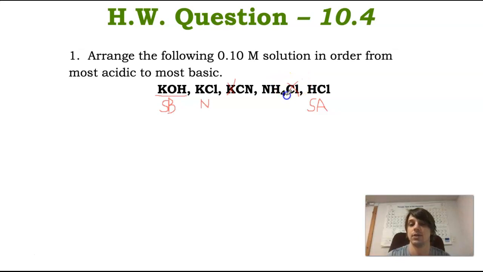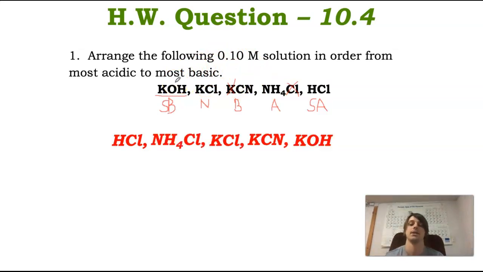Okay? So here, CN is the conjugate of an acid, so this must be basic. Okay, if the anion matters, it's basic. And here, NH4 is the conjugate of a weak base, so this must be acidic. Okay, so that's how I worked through this. So if I'm going from most acidic to most basic, starting with HCl, going here, going to neutral, then basic, and then my strong base. So it should look like this. Okay? And there's my order. All right.